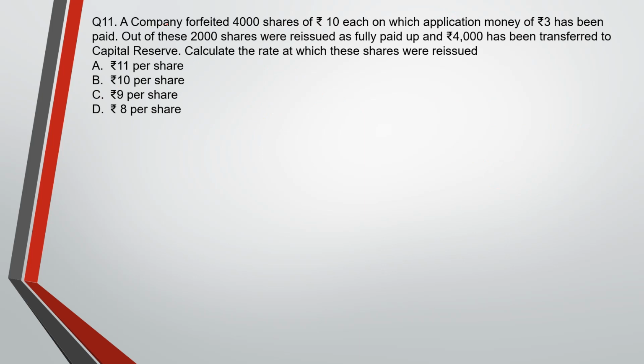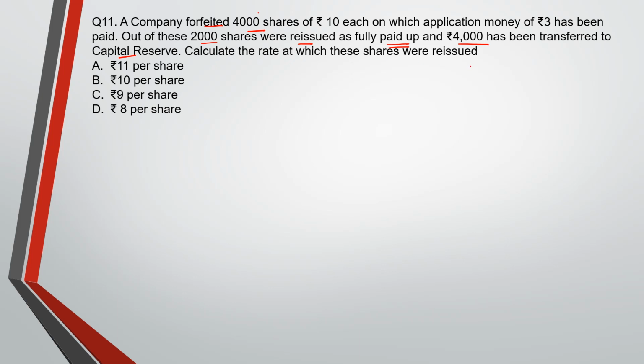A company forfeited 4,000 shares of rupees 10 each. Now here we are going to learn about the forfeiture of shares, on which application money of 3 rupees has been paid. So out of this 10 rupees, application money of 3 has been paid. Means the company has received 3 rupees. Out of these, 2,000 shares were reissued as fully paid up. So after forfeiture, they have forfeited 4,000 shares, but they have reissued how much? 2,000 shares. Forfeited 4,000. As fully paid up, and 4,000 rupees has been transferred to capital reserve. They are asking us to calculate the rate at which these shares were reissued.